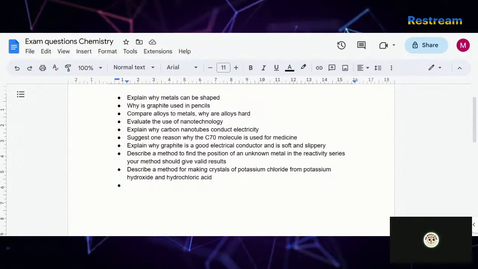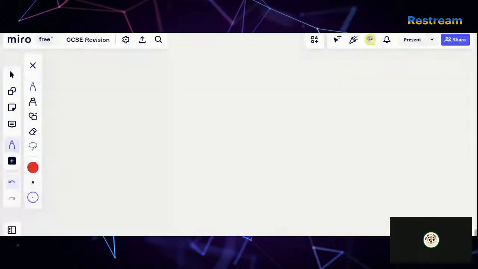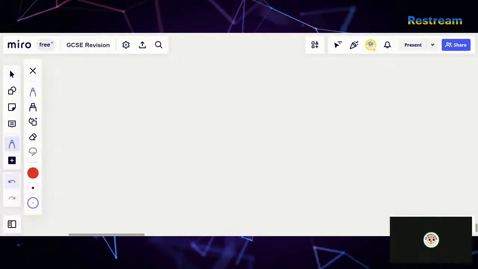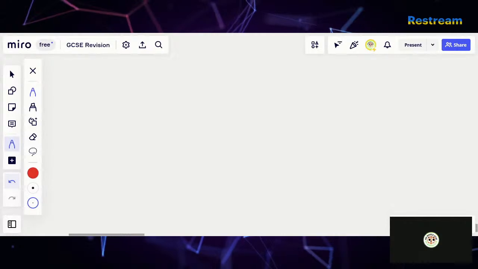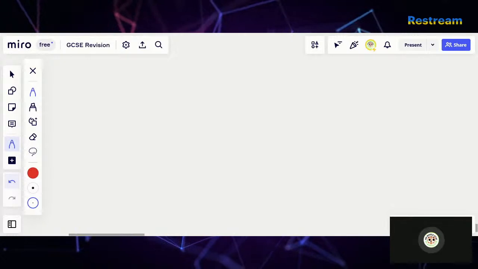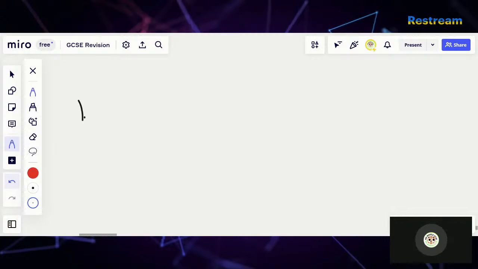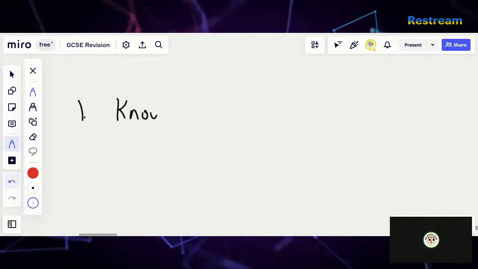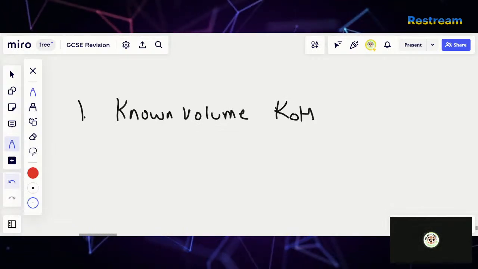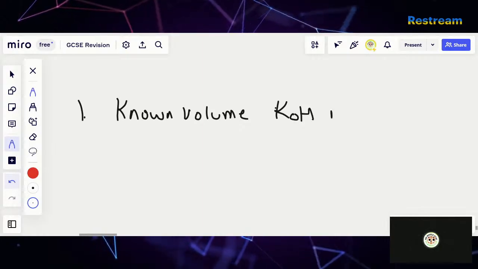So let's answer this. Okay, so let's talk about this practical. Firstly, this is all about titrations. So firstly, you want to pour a known volume of potassium hydroxide into the conical flask.